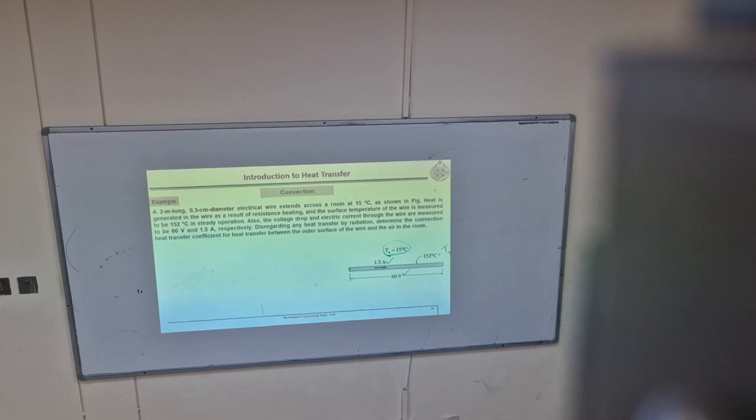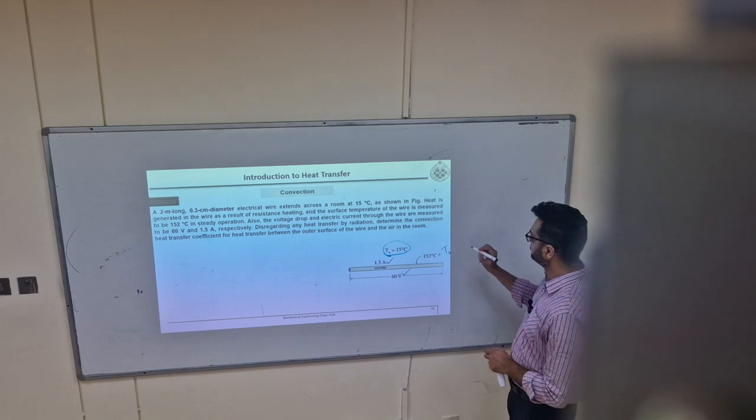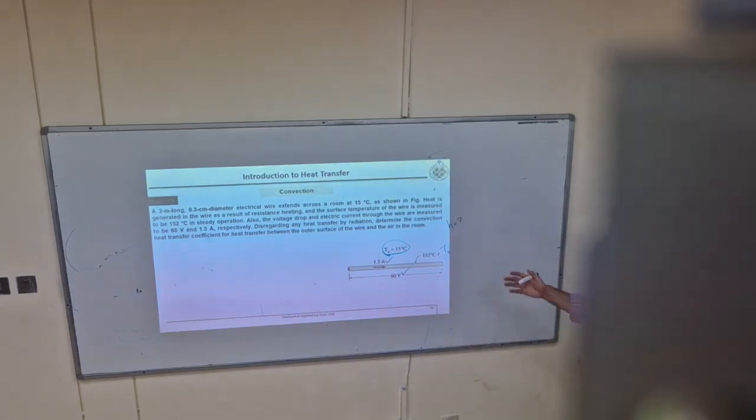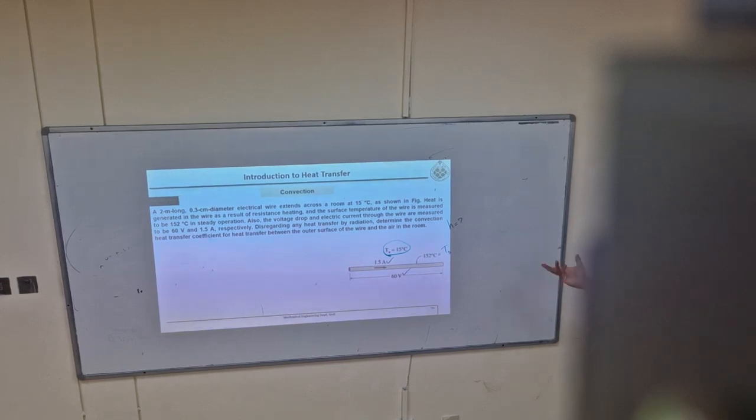So what we need to find out: the amount of current and voltage is given, disregarding any heat transfer by radiation. So we are not taking into account radiation so far. Determine the convection heat transfer coefficient. We use that H, we need to calculate. So this is one way to calculate H. This is an experimental setup to calculate H.